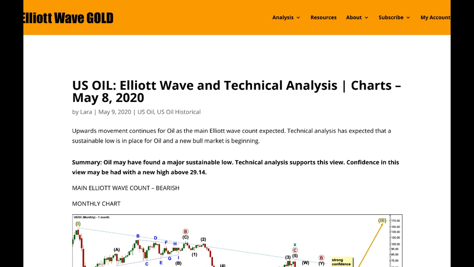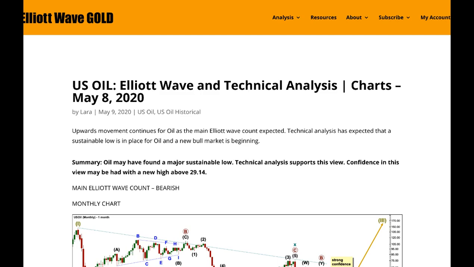I am still expecting that oil has found a major sustainable low quite close to that target, which was at 9.77. It was just 0.5 off that target, and I'd held that target for months, and I'd had a main bearish wave count for a long time. Oil may have found a sustainable low, and technical analysis supports that view.